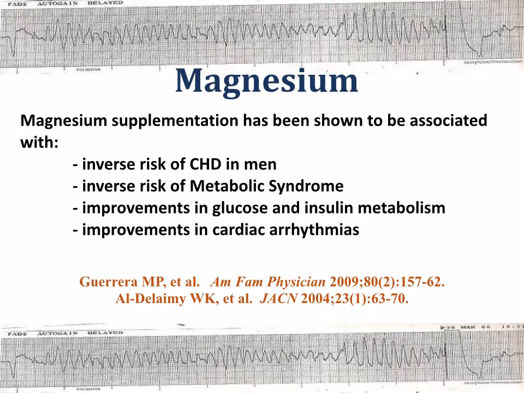Magnesium is another important nutrient for cardiovascular health. A study published in the American Family Physician 2009 looked at the therapeutic uses of magnesium. It found that magnesium supplementation has been associated with inverse risk of coronary heart disease in men, an inverse risk of metabolic syndrome, improvements in glucose and insulin metabolism, as well as improvements in cardiac arrhythmias.